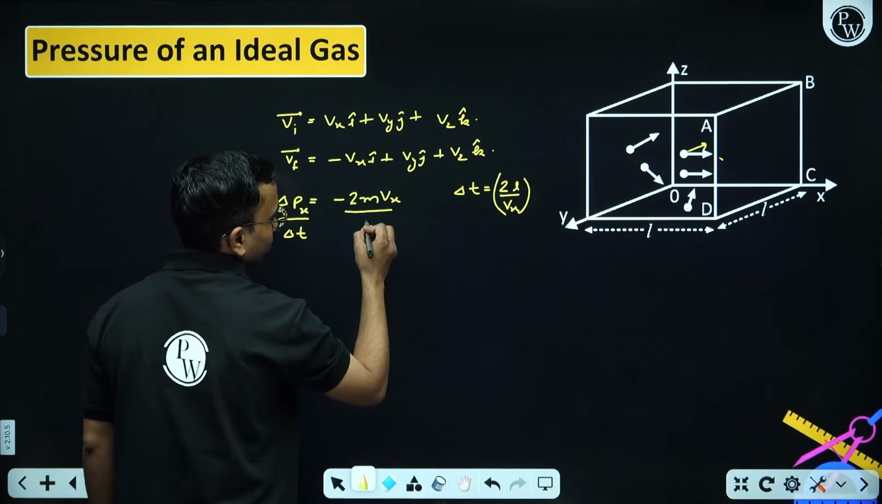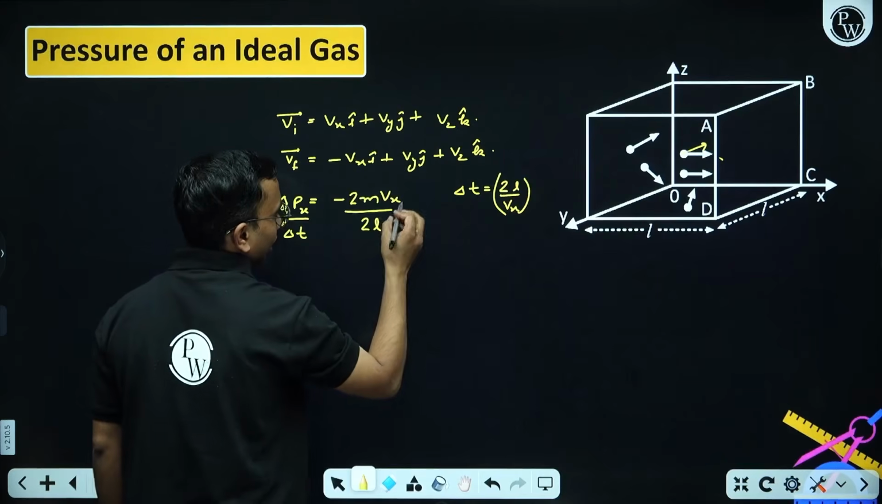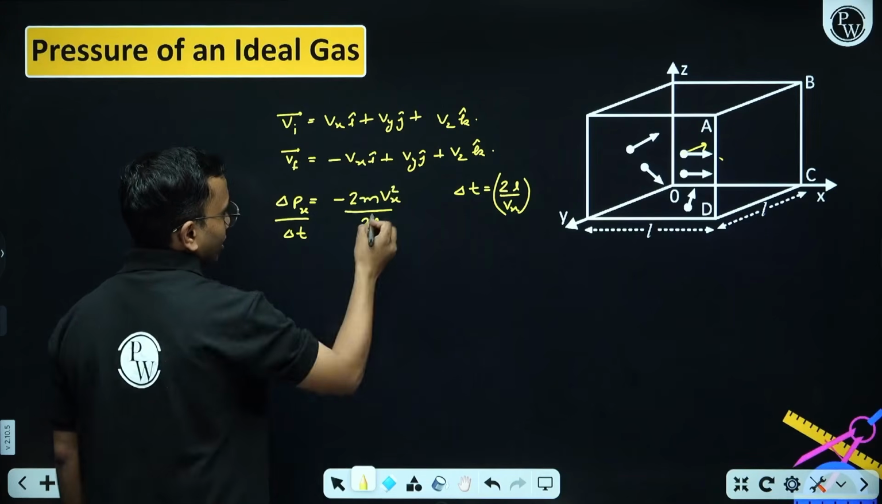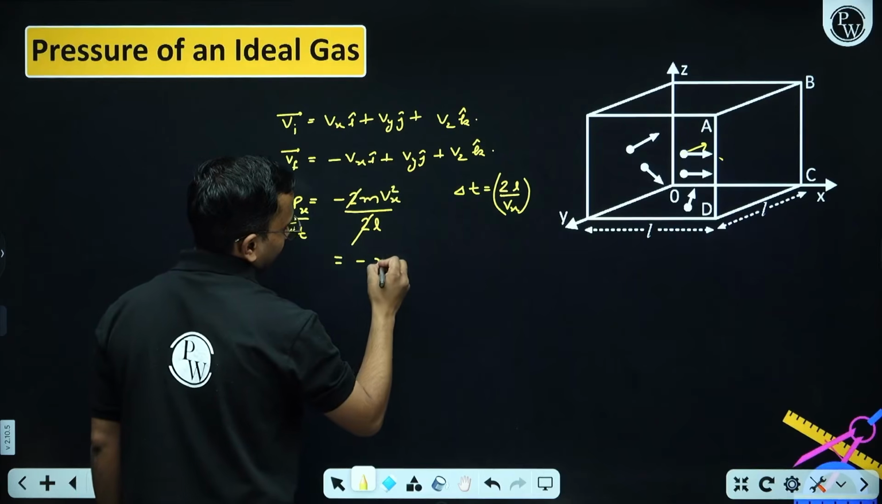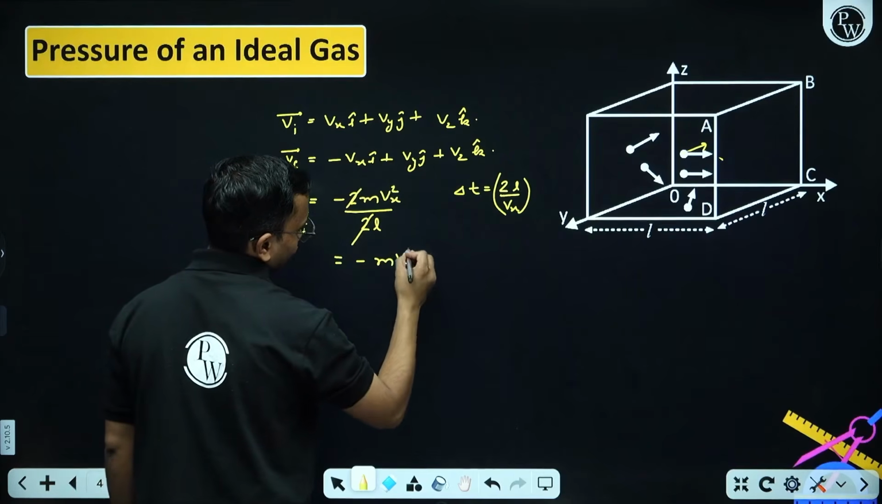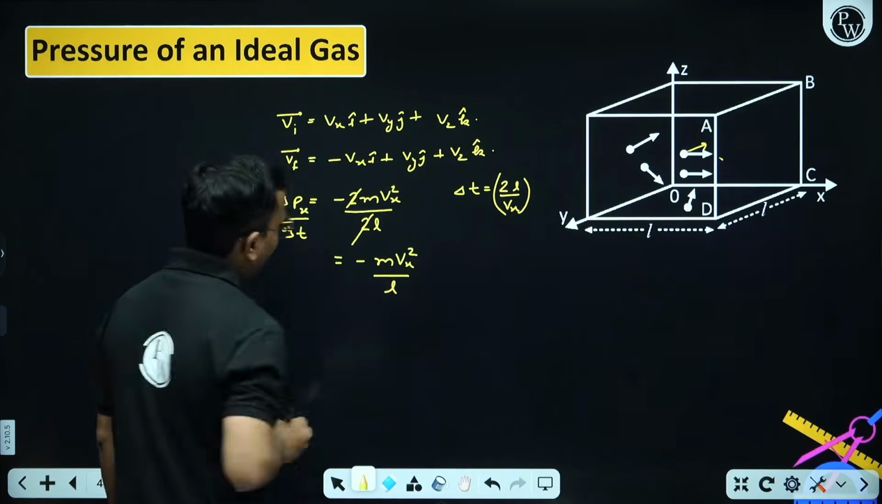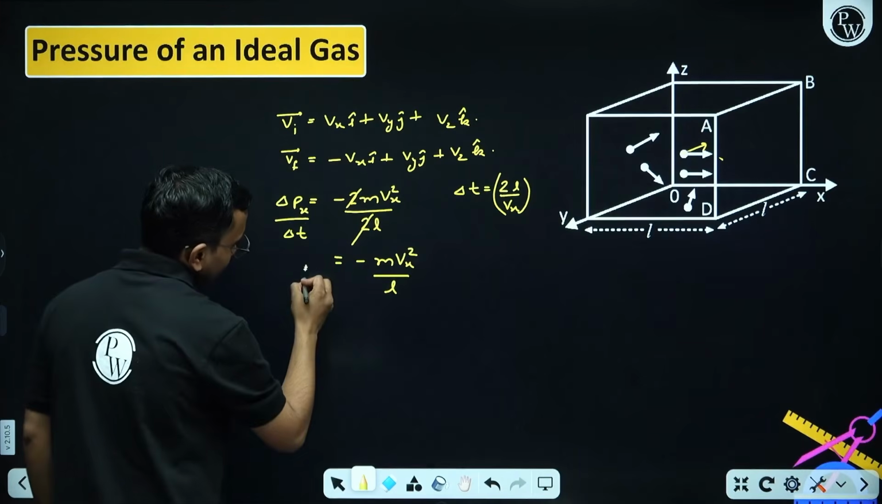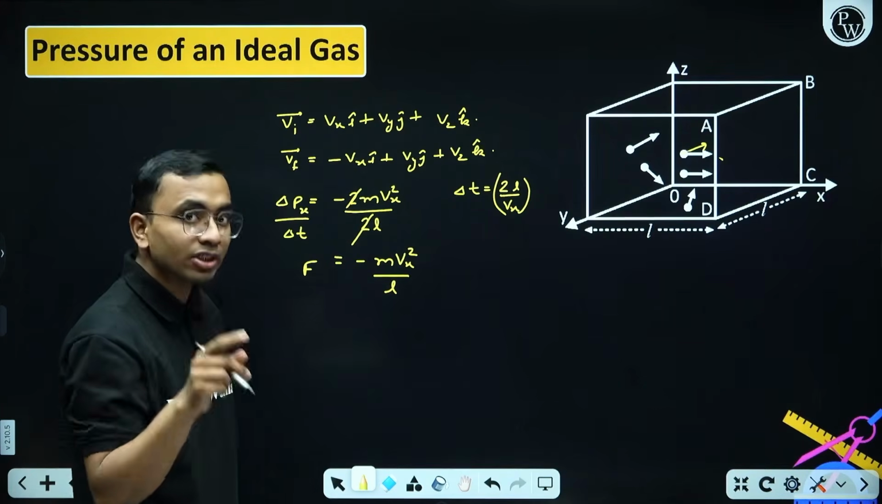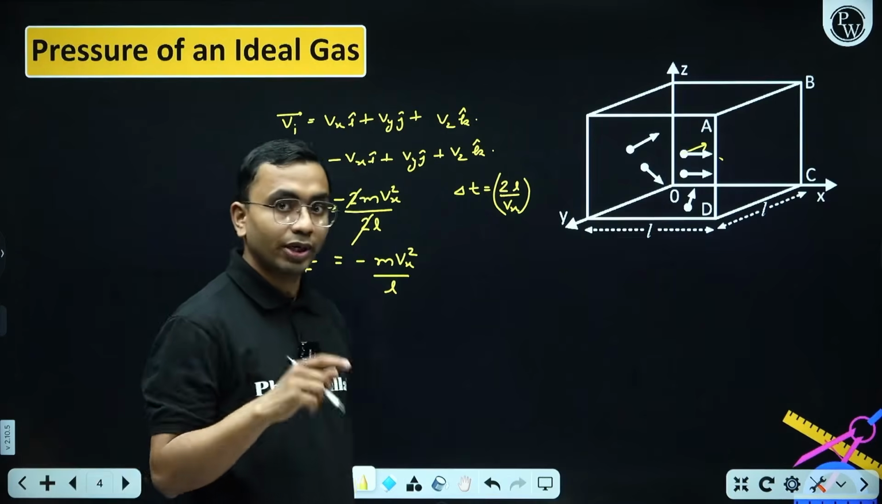So dividing by delta t, that is 2L by Vx, we get Vx square, and this 2 gets cancelled. So this is minus mVx square by L. What is this? Delta p by delta t, that is my force. This is the force due to this one particle.